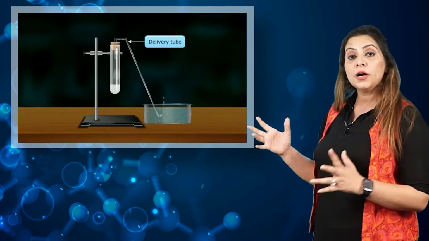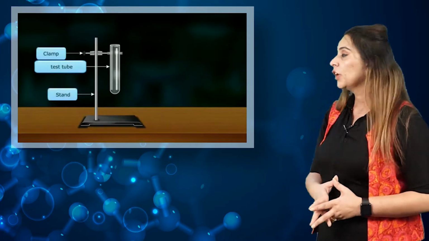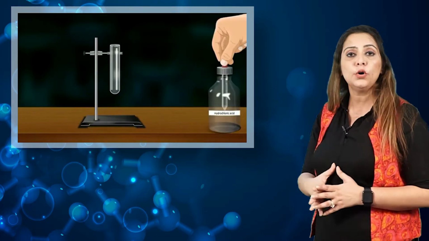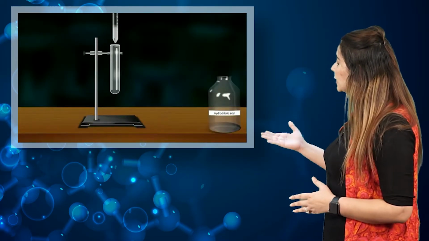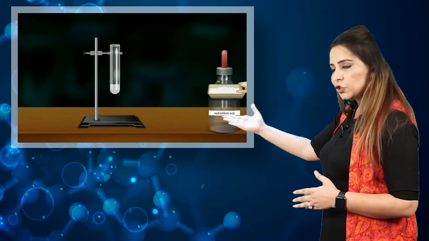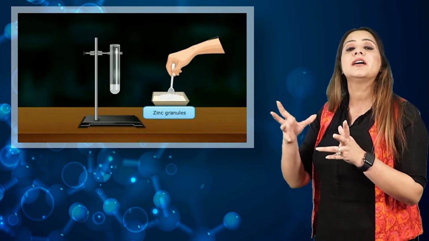Let's talk about the apparatus first, what we actually have in this. You can see that we have the conical flask, right? This is called the conical flask. We have put certain zinc granules into it. As you can see, these granular parts are the zinc granules.